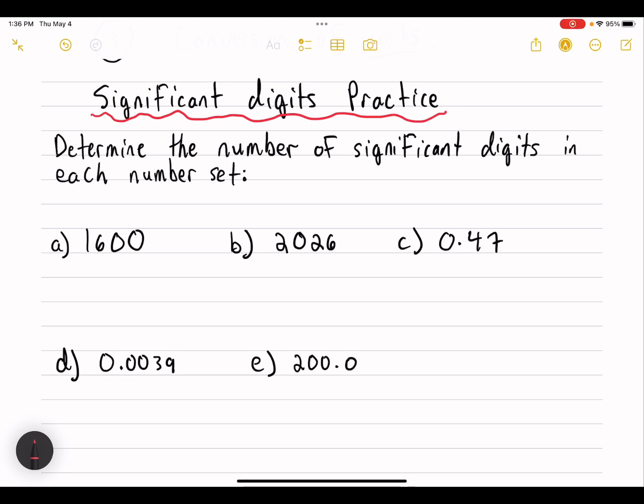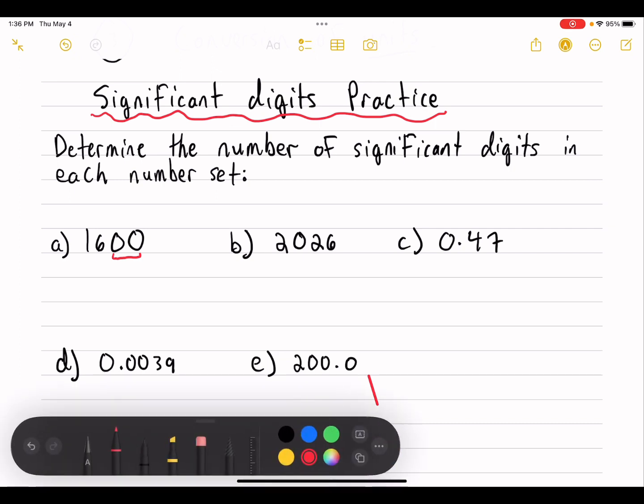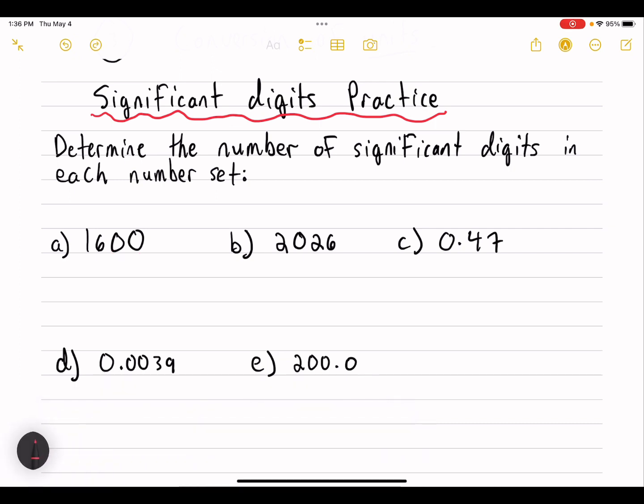So let's take a look at these 5 examples of data sets and determine how many significant digits are in each number or data set. So let's say the first one, 1600. Well, this is a non-decimal number. And if it's a non-decimal number, then any zeros like these two over here that are to the right of the number are insignificant. So this is not significant. But then applying the first rule, where any non-zero digit is significant, that leaves us with the 1 and the 6 that are significant. So we have 2 significant digits over here, or sig digs.